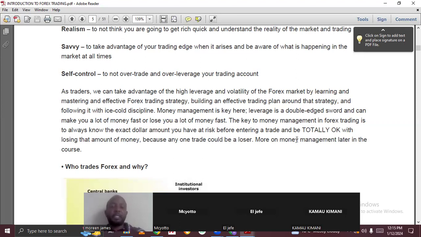So money management is risk, small risk, 1 to 2%. We always have that discipline. You only risk what you can afford to lose. So money management will be very, very important.